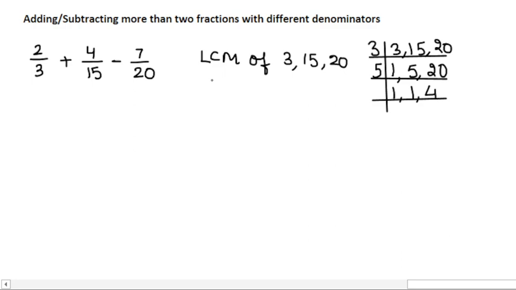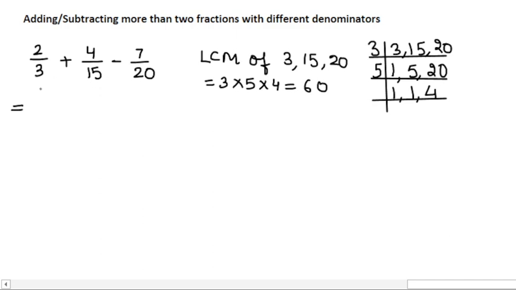So the LCM is basically a product of these numbers 3, 5 and 4. 1 is not to be multiplied as you will still get the same answer without 1. So 3 into 5 into 4, your answer is 60. 3 fives are 15, 15 fours are 60. LCM is 60. The main aim behind finding LCM was, the denominators are all different.